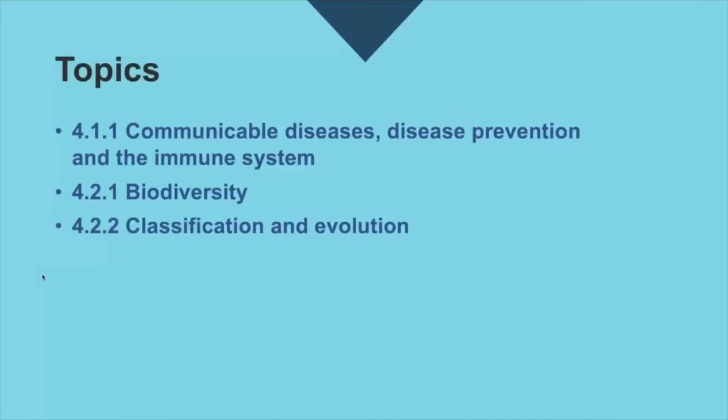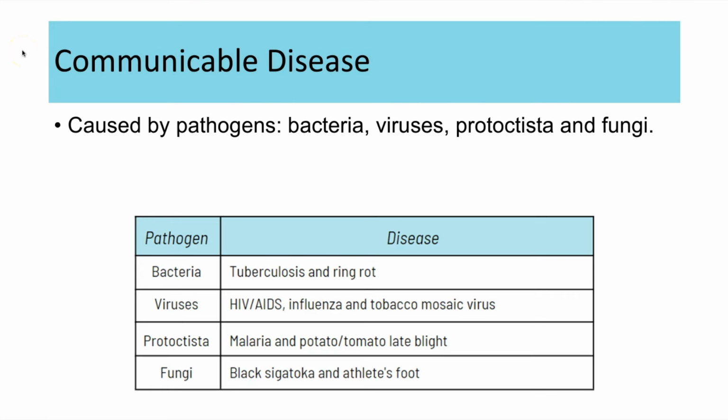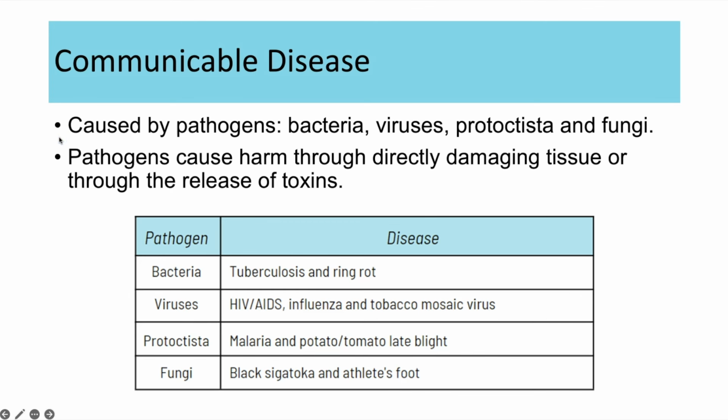Within topic 4, there are three key areas that we're going to be going through, and we're starting with communicable diseases, disease prevention and the immune system. Communicable diseases are caused by pathogens, and this includes bacteria, viruses, protozoa and fungi. And pathogens can cause harm through directly damaging tissue or through the release of toxins.